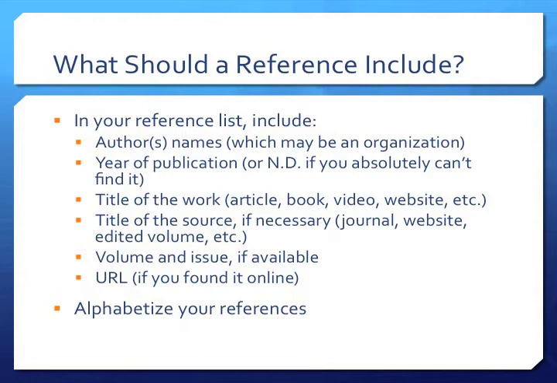If you're using an edited volume, you should include the abbreviation ED period in parentheses after the name of the editor, or if there's more than one, EDS. Add the year of publication, often in parentheses. If you absolutely can't find a year of publication, which does occur on some websites, use the abbreviation N period D period in parentheses. Include the full title of the work you are citing.